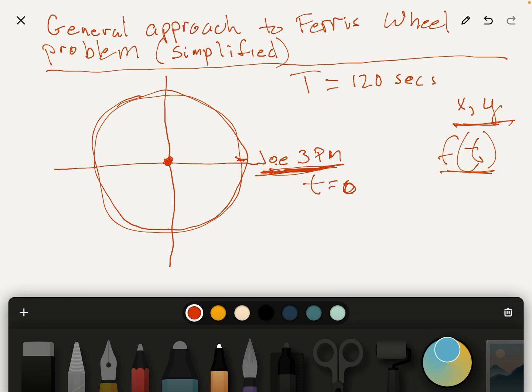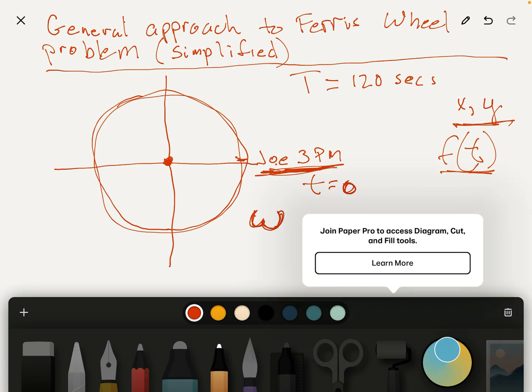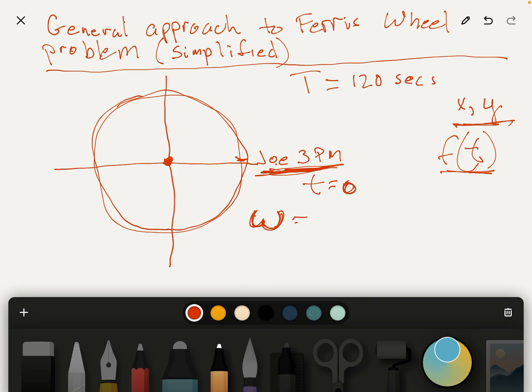So the first step is we want to find what's called the angular velocity, commonly denoted with a lowercase omega. Doesn't matter, that's the variable often used. So omega, the units are going to be degrees or radians per second. We'll do degrees. It's easier for me to think in terms of degrees. So degrees per second.